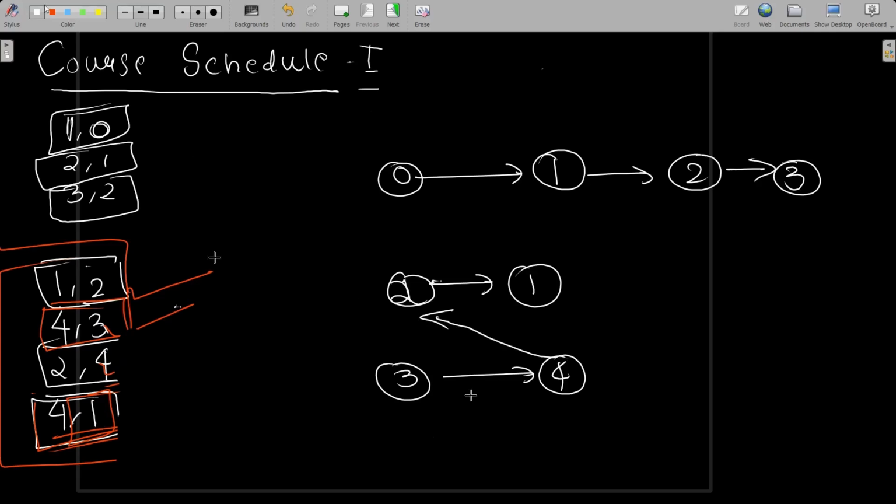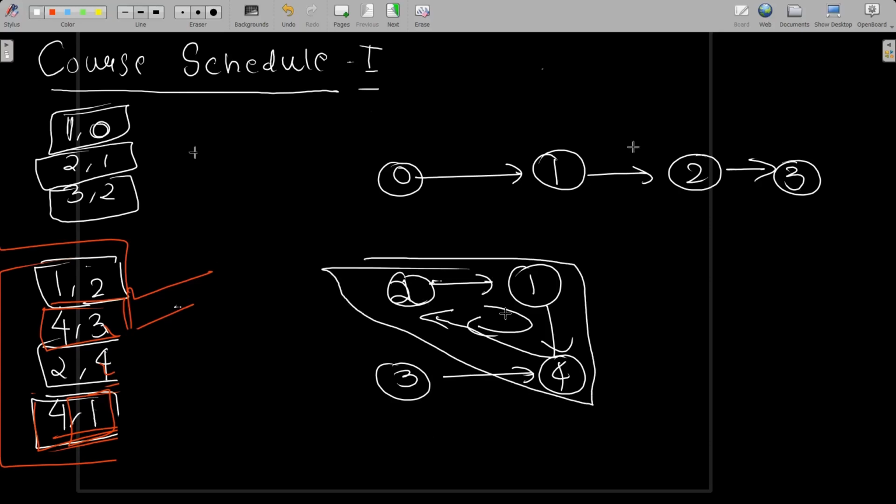And in the case of 1 and 4, your course 1 needs to be completed so you can move to course 4, like this. Right. Now you observe something over here, don't you? You see that there is a cycle present in this graph. And topological sorting doesn't work in cyclic graphs. That's why we couldn't justify taking all the courses in this question.